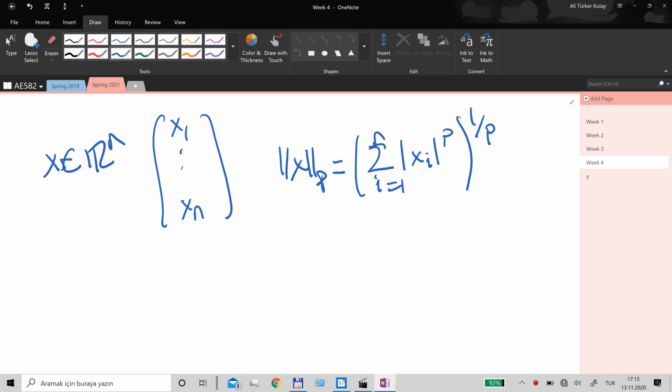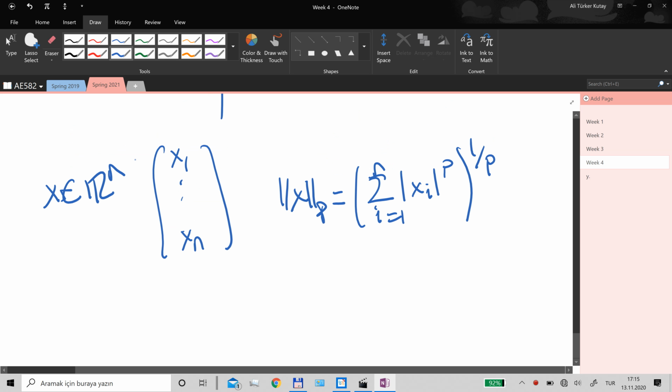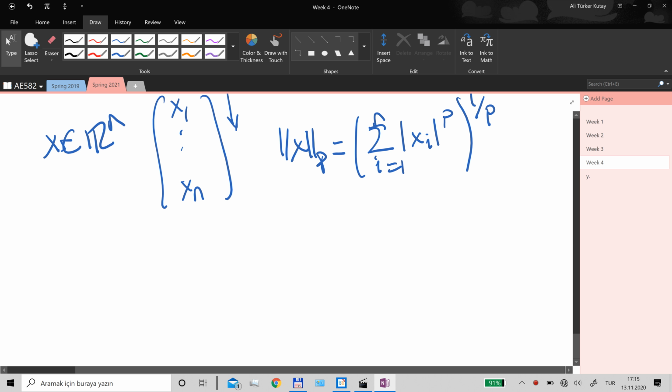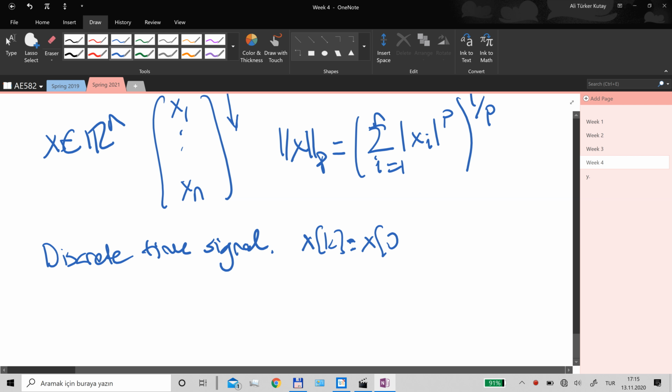In the case of a signal, the signal extends in the time direction, rather than in the dimension of the vector. To make this more clear, let's consider a discrete-time signal, where your signal is defined as follows. It starts from 0, and then it takes these discrete values: x of T, x of 2T, and it goes all the way up to infinity.